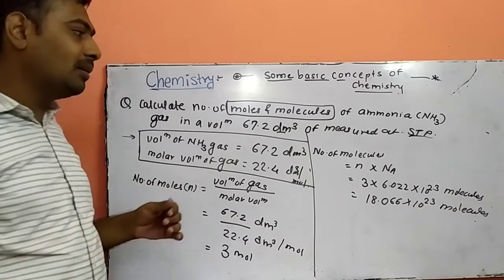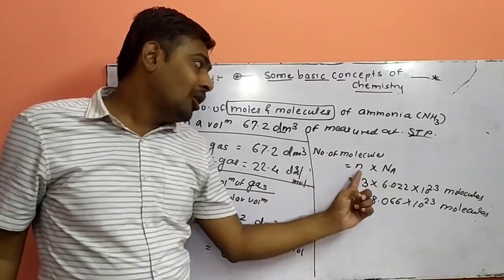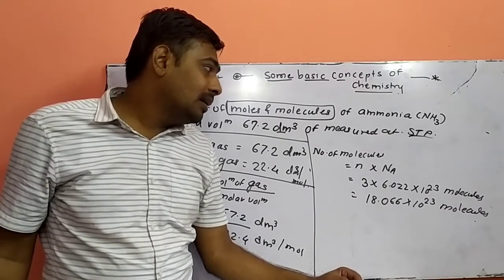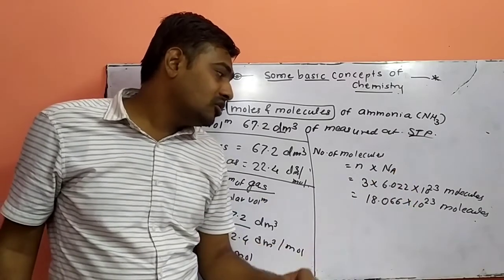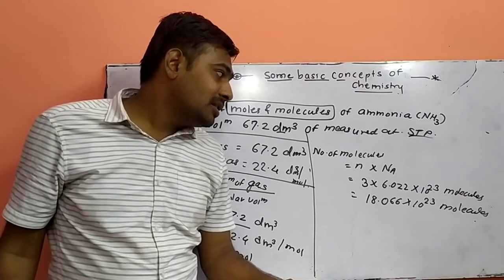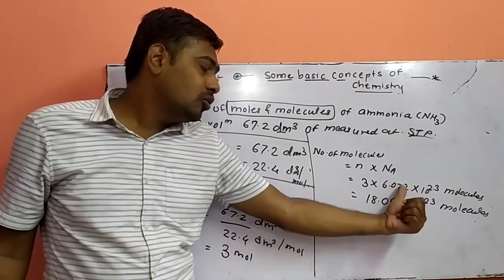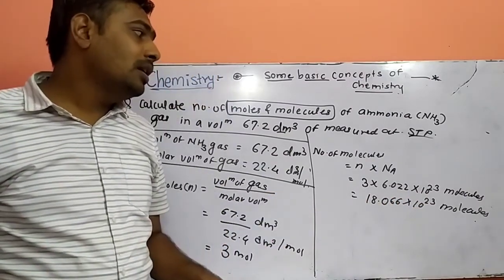And how do we calculate the number of molecules? Number of molecules is again same: small n multiplied by Na. Small n is number of moles, 3, multiplied by Avogadro's number. Na is Avogadro's number, 6.022 into 10 raised to 23 molecules. So 6 into 3 you will get 18, and 22 into 3, you will get 18.066 into 10 raised to 23 molecules.